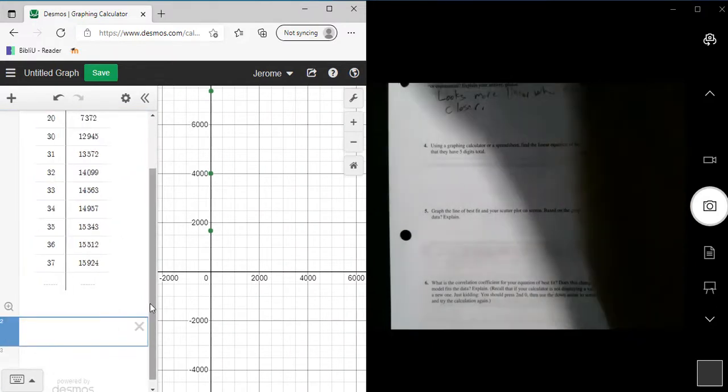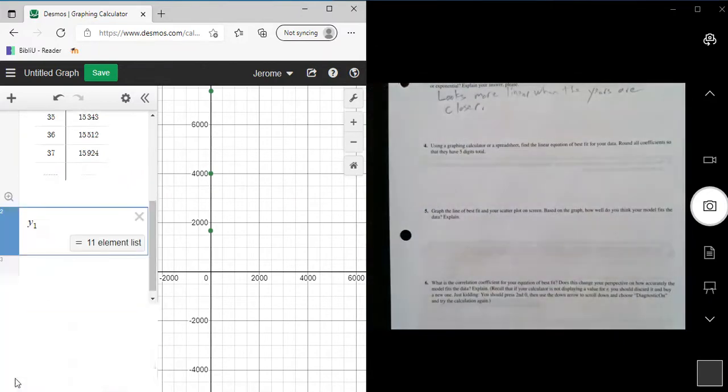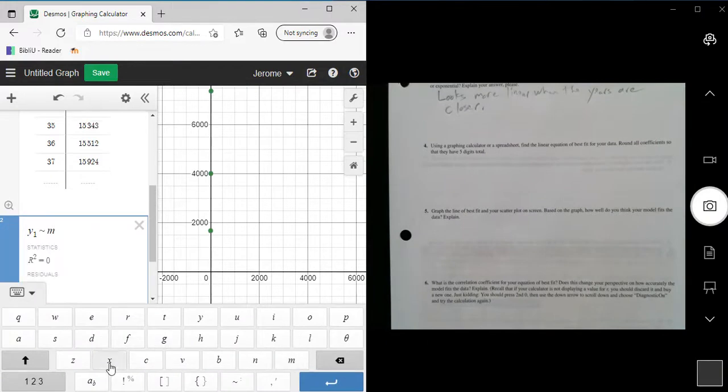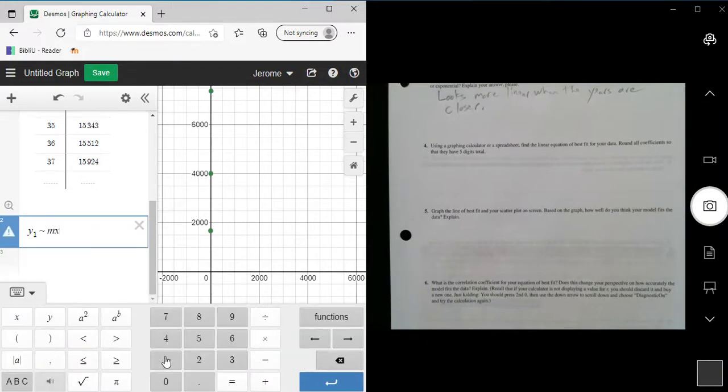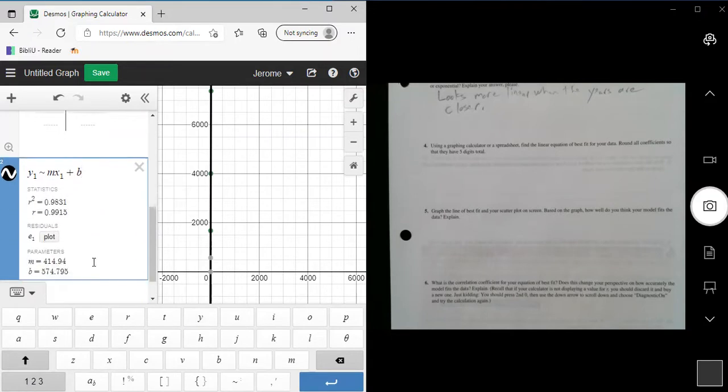Okay, so we would do y sub 1, and then we have to do the tilde, and then we have m x1 plus b. And it gives us the linear equation.